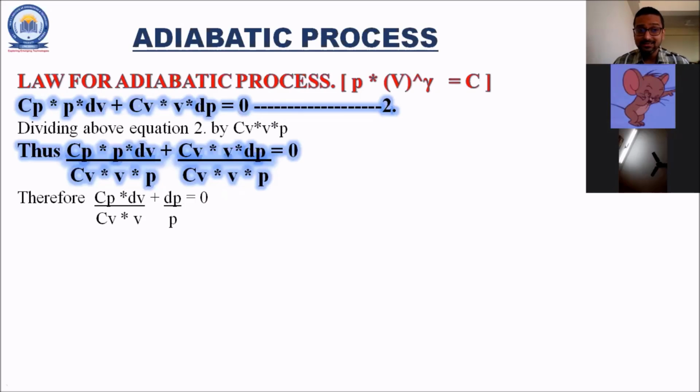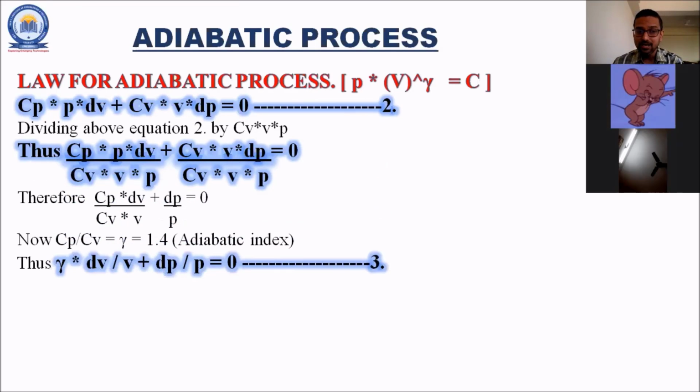Now friends, you are well aware that the ratio of specific heats, that is Cp by Cv, is equal to gamma. Gamma is always constant, that is 1.4, also known as the adiabatic index. So substituting that value in this equation, I am getting gamma dv by v plus dp by p is equal to 0. I hope you are getting the answer up till equation number 3. I want your confirmations or responses in the chat box if you are getting the answer of equation number 3.